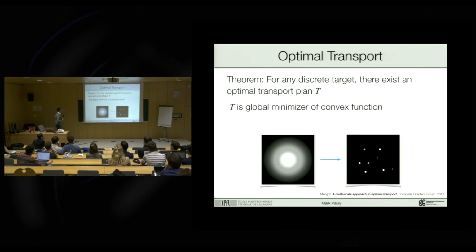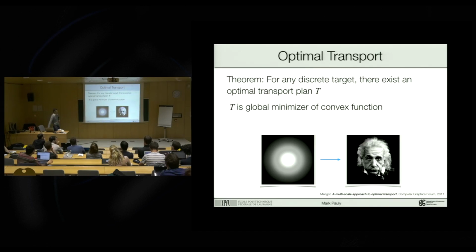But what's even better is that this transport plan is a minimum of a convex function, okay? Which means that now we're in a much simpler setup than before, where we had a highly nonlinear, non-convex function. Here we have a convex function, so I can do gradient descent, right? I can just do gradient descent and flow to the minimum, and I'm guaranteed that that's a global minimum, because the function, the energy, is convex.